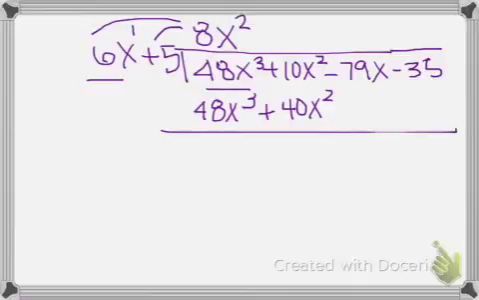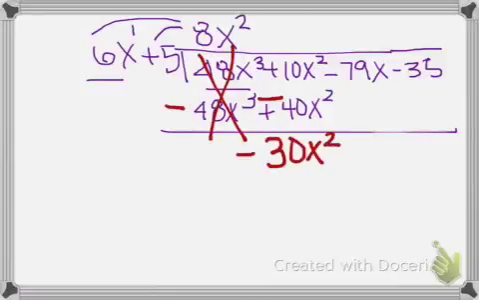Now, we're trying to cancel stuff that's under the division bar. So in order to do that, it has to have opposite signs. So these 48s have to be opposite signs in order to get 0x to the third. If you change one thing on a line, you have to change the other thing. So it'd be 10 take away 40x squared, which is negative 30x squared. And we can drop down the remaining terms.